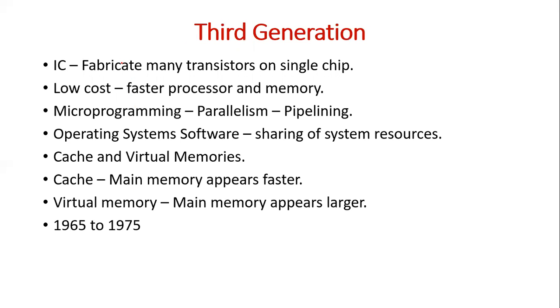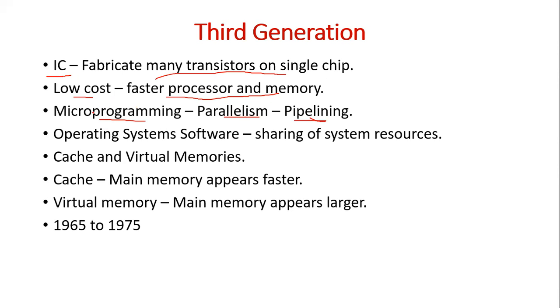Coming to the third generation computers, the concept of integrated circuits was introduced, by which many transistors can be fabricated on a single chip. Because of this, the cost of the computers was reduced, and faster processors and memory were developed. And the concepts of microprogramming, parallelism, and pipelining were introduced. Microprogramming is the one which guides the processor on how the machine instruction should be executed.